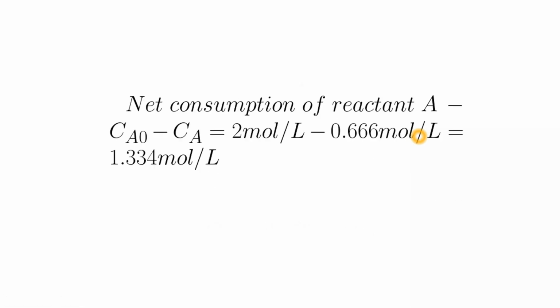Net consumption of reactant A will be Ca naught minus Ca. Since Ca is the exit concentration and Ca naught is the inlet, it will be the consumption, or you can say it is a consumption rate. If we consider a 1 minute time basis, then it will be Ca naught minus Ca, which is 1.334 mole per liter.